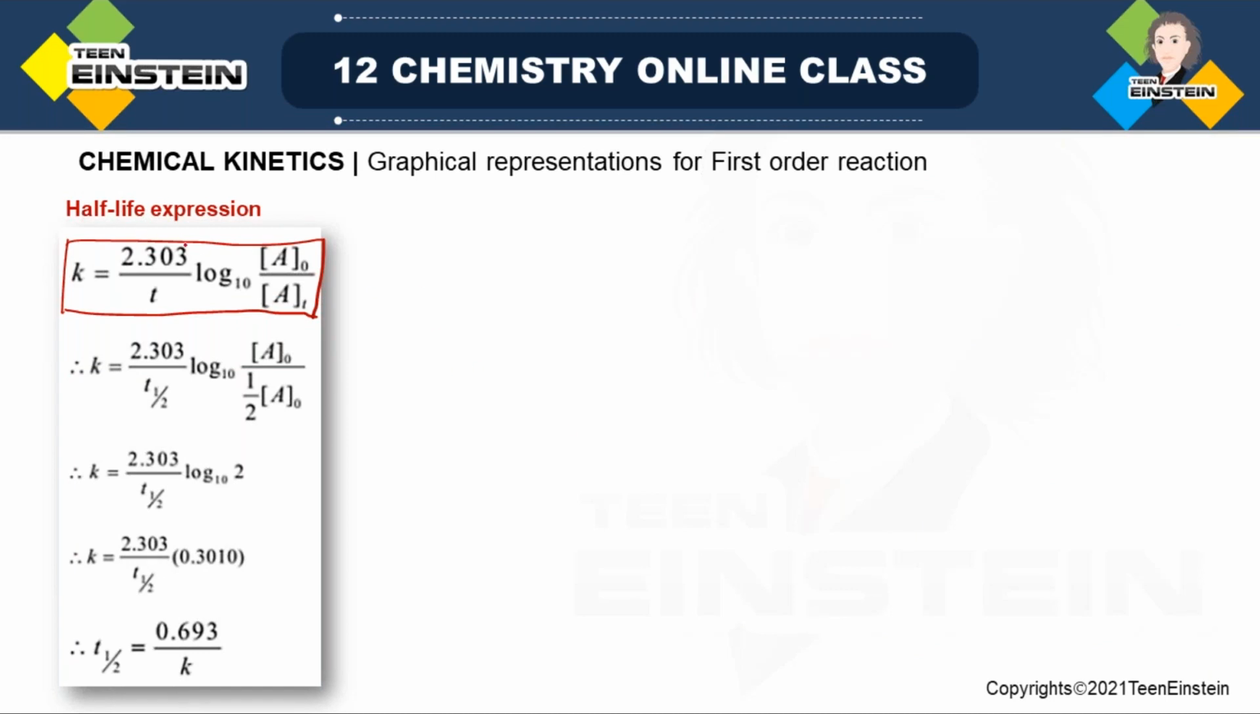Now when we are saying half-life, that means At will be equal to half of A naught. So that is why in place of t we have written t half, and in place of At we have written half of A naught. A naught will be cancelled. Ultimately it will be log 2. Now log 2 value is 0.3010. Multiply it with 2.303.